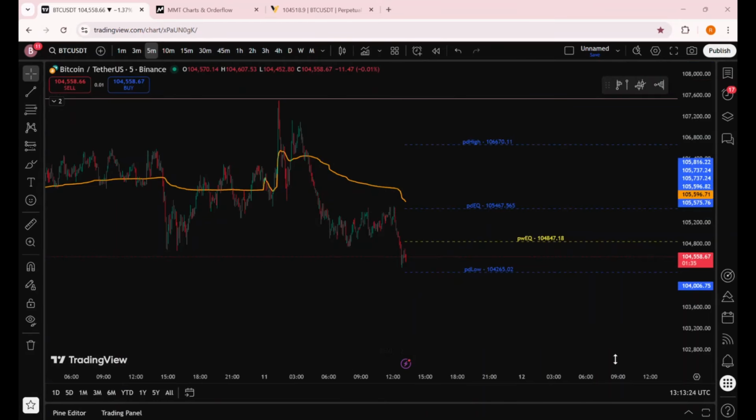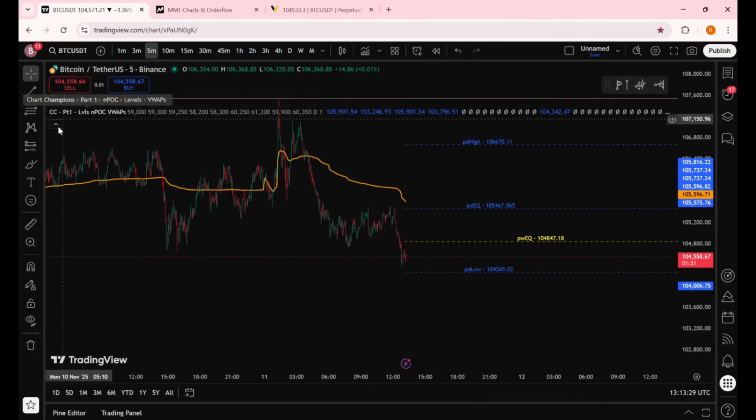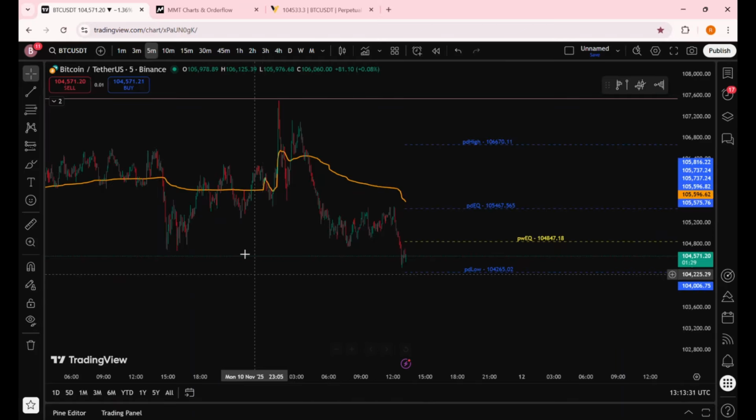Now the second indicator that we have on TradingView, which is going to be CCPT1, is quite useful as well. Let me explain. Price came down. Now it's trying to make its way back up into the VWAP, but we're getting rejected at PDEQ. If price gets rejected once, twice, 3 times, the probabilities of the price coming back low to test the bidding area is very, very high.